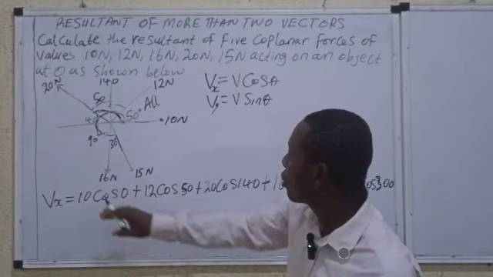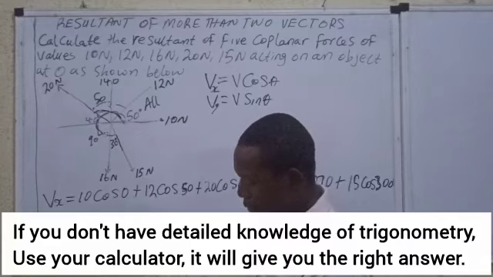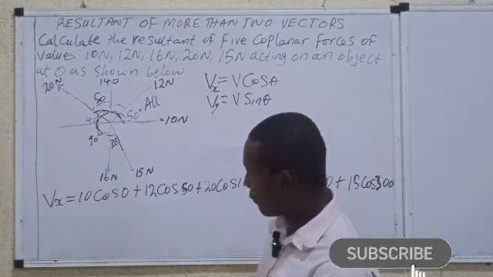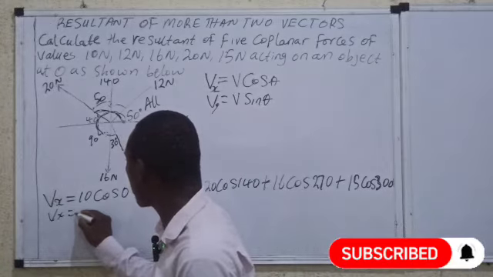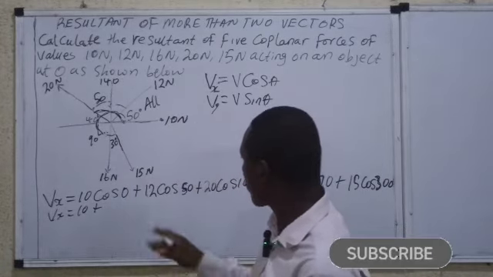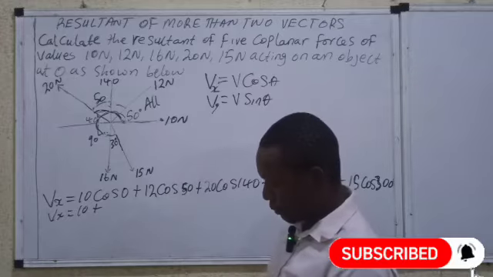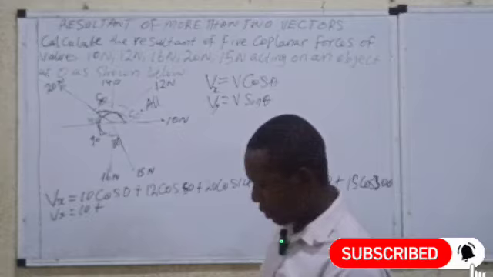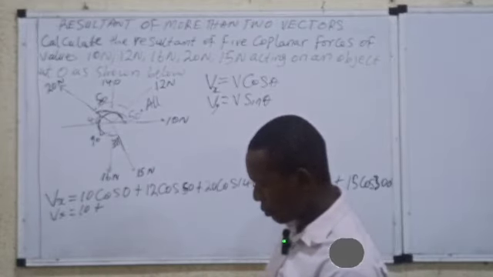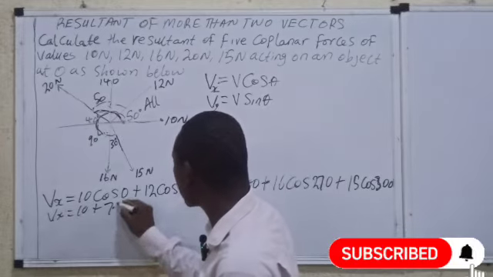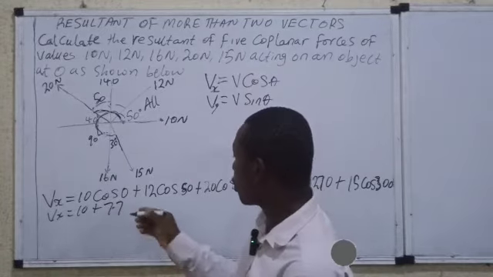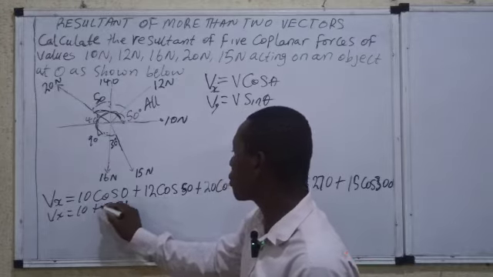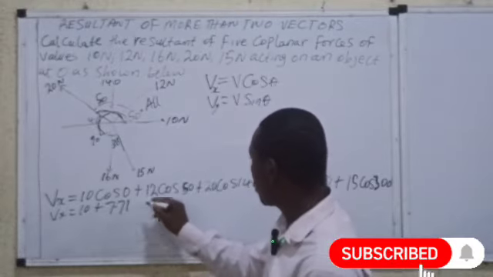So now, just take your calculator and press. I have 10 cos 0. What do you have? Vx is equal to 10 plus 12 cos 50. What do you have? You have 7.7. Let me just put it to 2 decimal places, okay? Then you can decide to put 10.00. You still have the same thing, okay?